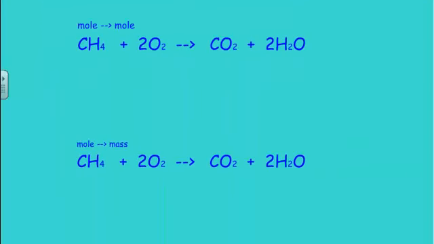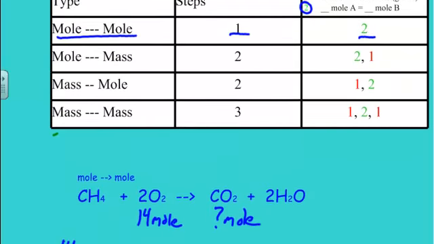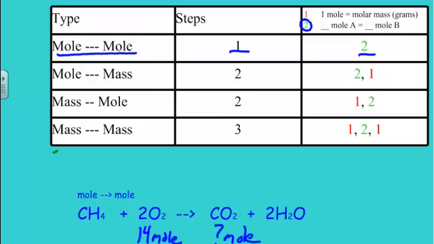So here we have the mole to mole problem. Let's say that I have 14 moles of oxygen. And according to this chemical reaction, I'd like to know how many moles of carbon dioxide will be produced. I'll start with a given, 14 moles of oxygen. And I'm going to use what's called the mole ratio. The mole ratio is this equivalency here, blank moles of A equal blank moles of B.